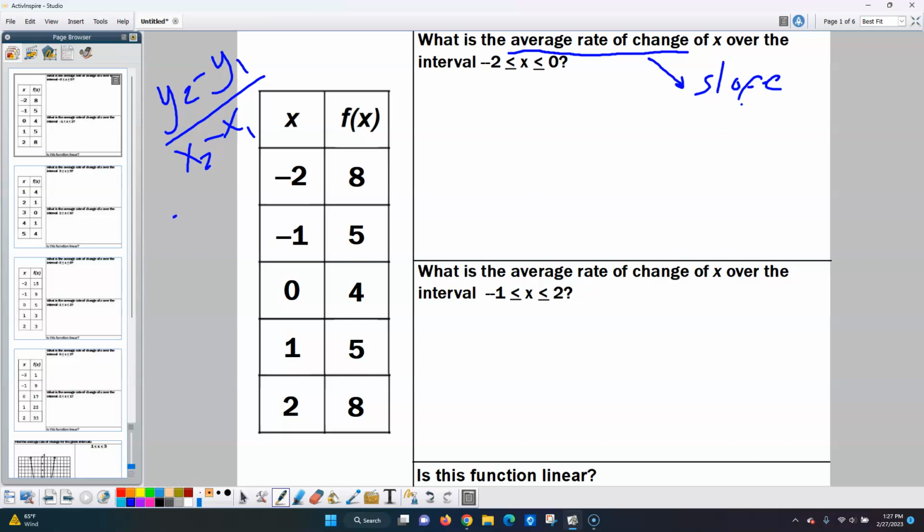We're going to be looking from when x equals -2 to when x equals 0 right there. So I have 2 points. I've got -2, 8, and I've got 0, 4. So that -2 is going to be my x1. That's going to be my y1. This is going to be my x2, and that's going to be my y2.